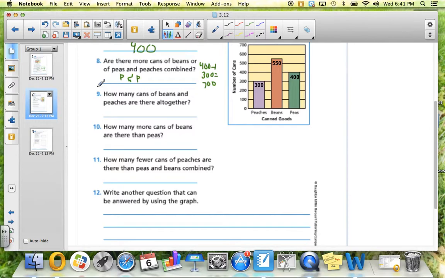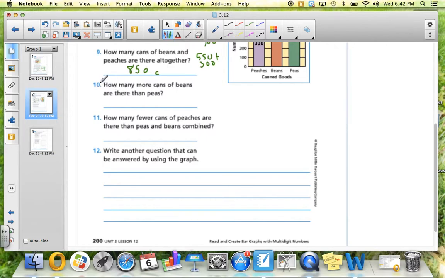Okay, number 9. How many cans of beans and peaches are there altogether? Okay, so we know there's 550 of beans plus our peaches, which is 300, which gives us our answer of 850. Cans. And you would write cans because you're a good student again. Number 10. How many more cans of beans are there than peas? We're going to take the number of beans, 550, and subtract peas, which is 400, and get our answer of 150 cans that you write out.